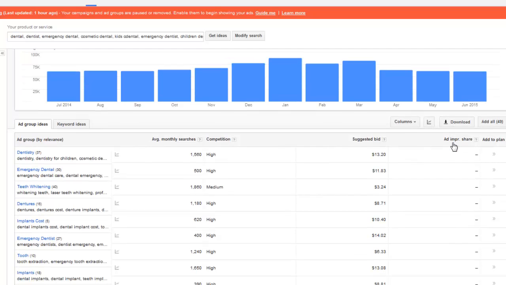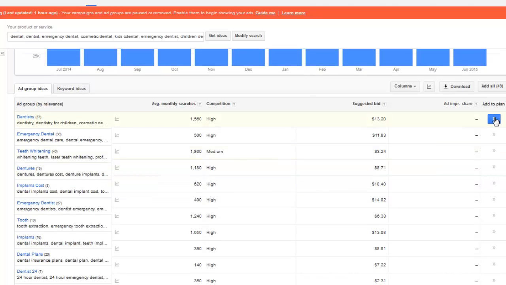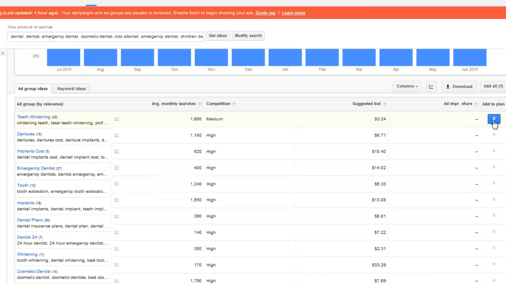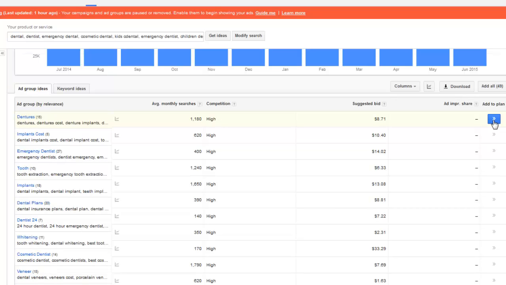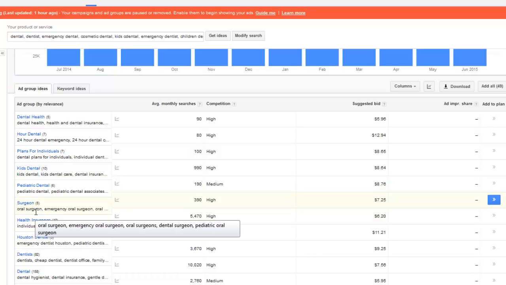So moving on, we're going to take these keywords, and I'm going to add each and every one to the plan. So I'm just going to go through and add in all 49 groups, or 39 groups. Now I'm going to take a second and pause here. The purpose of finding the keywords is twofold. We want to find keywords that we want to bid on, and we also want to find negative keywords.